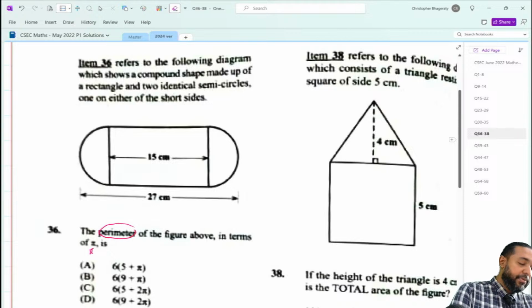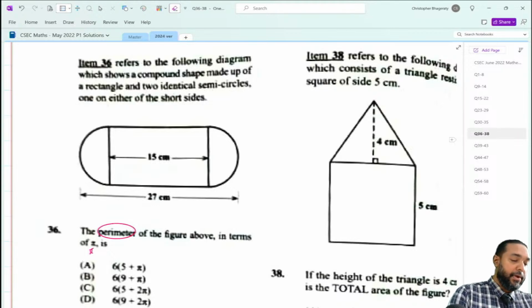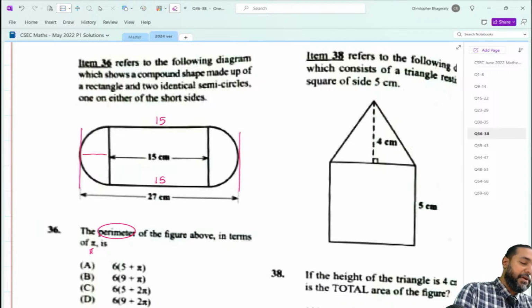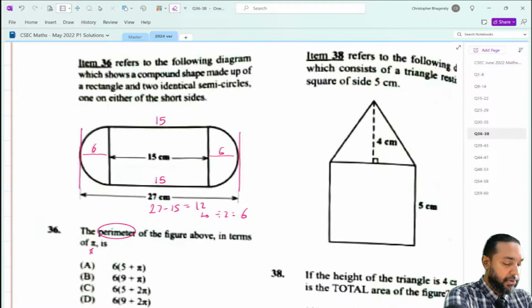Okay, so what they want? They want the perimeter. The perimeter is the total distance around the edge of the shape, right? So check it. If this horizontal distance here is 15, it means that this piece is 15. This piece on here is 15 too, right? But look, from endpoint here to endpoint here, it's 27. So the extra distance here and here in total is 27 minus 15, which is 12. Which means each radius, if we divide that by 2, will be equal to 6. So you have a 6 here and a 6 here. Okay? They want the perimeter.